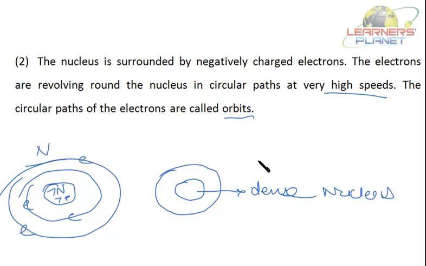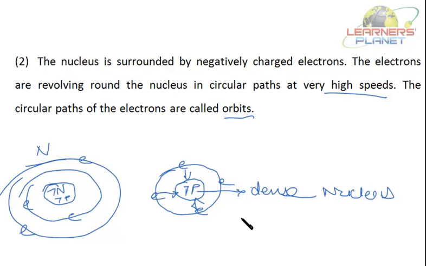Now, why is it suggested that they are revolving at very high speeds? See, the reason is, at the center there are protons. Say in the case of nitrogen there are 7 protons. Now if the electrons are static, then what will happen? They will experience a pull inward and they will fall into the nucleus and the atom will collapse.